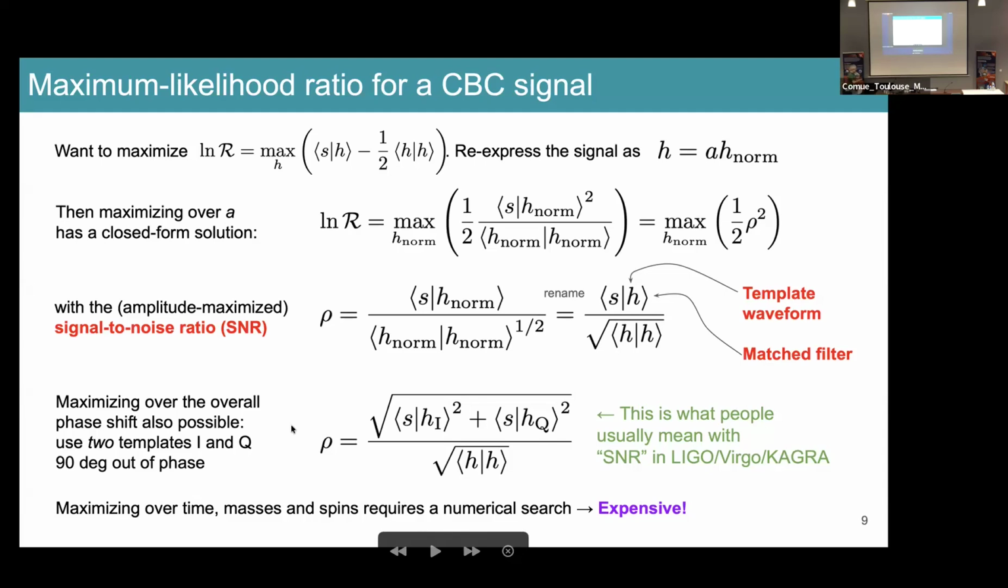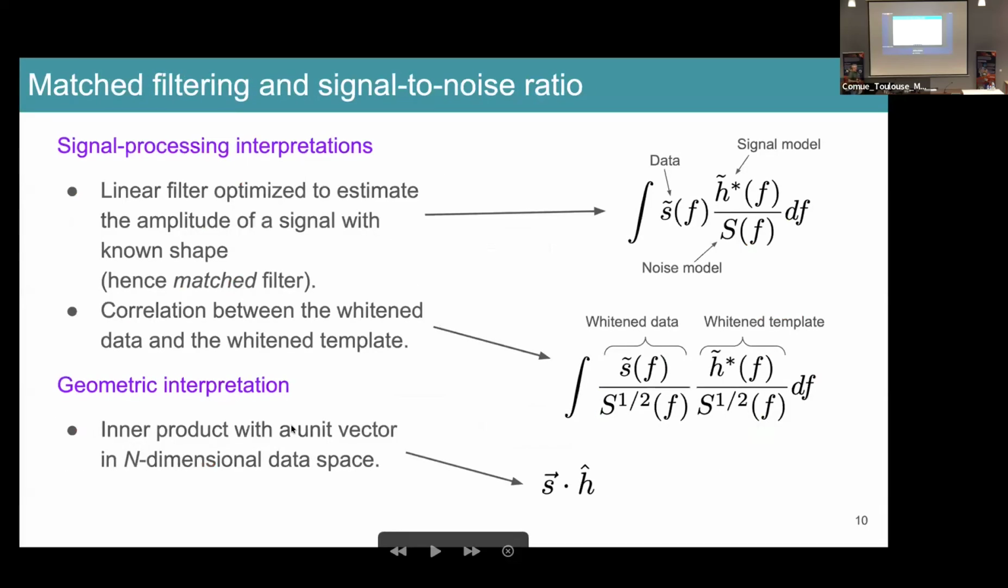And then we are left with the maximization over time, masses, and spins. And this, unfortunately, we don't have a way to do analytically. We have to do it numerically. This is very expensive. Before talking about what we do next, I want to give some interpretation ideas for this operation. What is this matched filtering signal to noise ratio? What does it mean on an intuitive level?